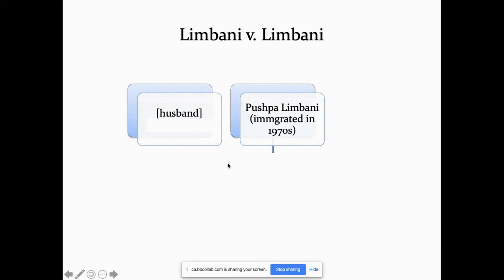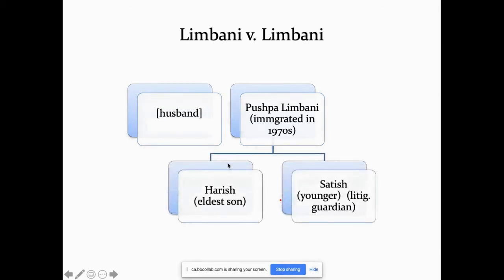And she had two children here in Canada, Satish and Harish. The husband unfortunately died in a car accident in 1979. Okay, so her two sons, Satish and Harish, are in a dispute over real estate. We don't know what it's about, it doesn't really matter. But this real estate is held in Pushpa's name, right? So Pushpa is on title to this real estate, but her two sons are arguing over it.